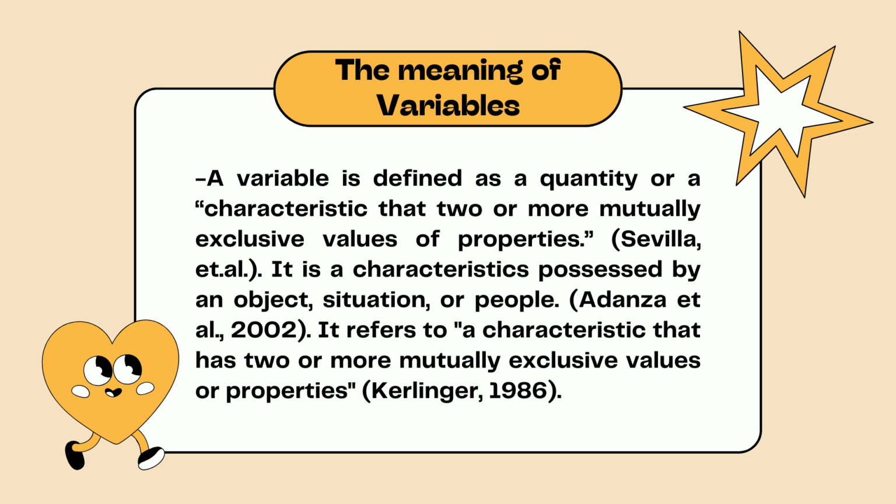Aren't we all different in our height, different also in our weight, in the color of our hair, eyes, or in our skin complexion. Sex, for instance, has two properties which are male and female. Then, the variable's characteristic is also possessed by an object, situation, or people.